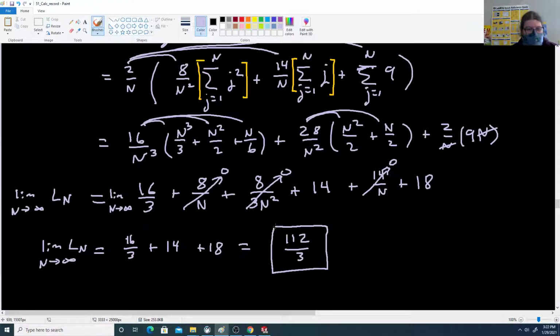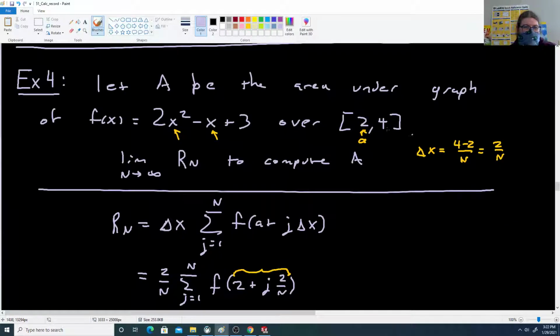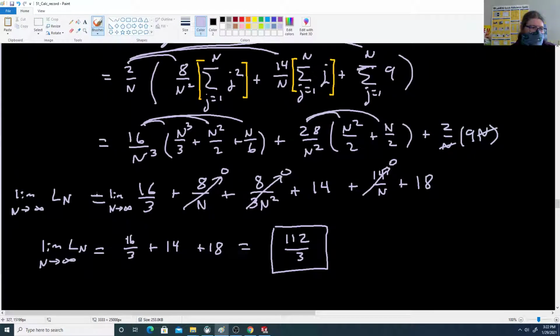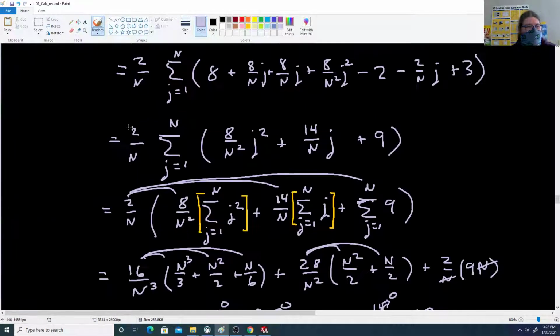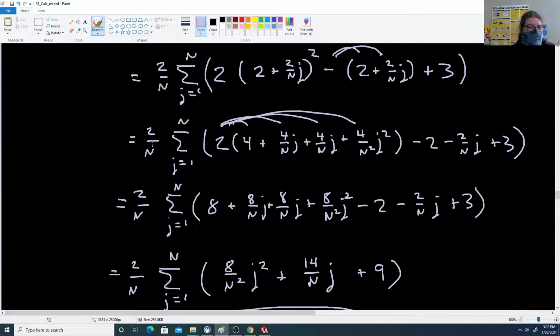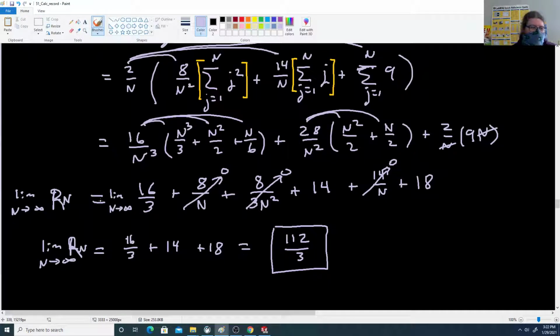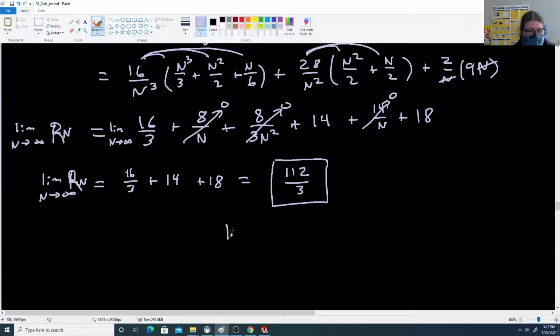So that is the area under the curve of that function over interval 2 to 4 using the right endpoint approximation. I think I wrote left endpoint down here. Sorry, it's right endpoint approximation. We started out with the right endpoint approximation. We're doing it the whole time as right endpoint approximation. So this right here, limit as n goes to infinity of the right endpoint approximation is 112 over 3.